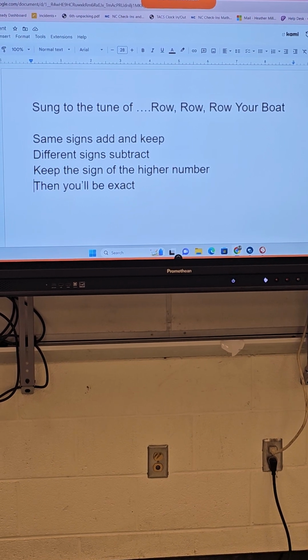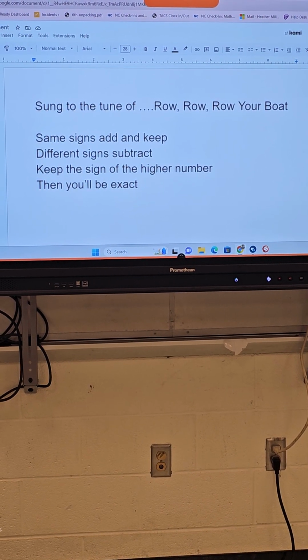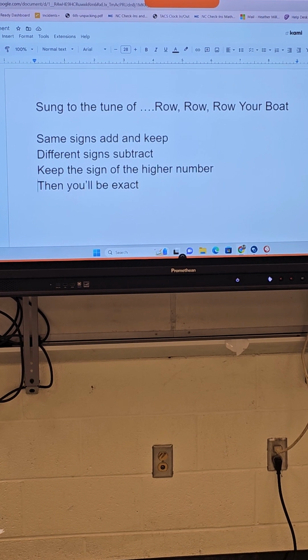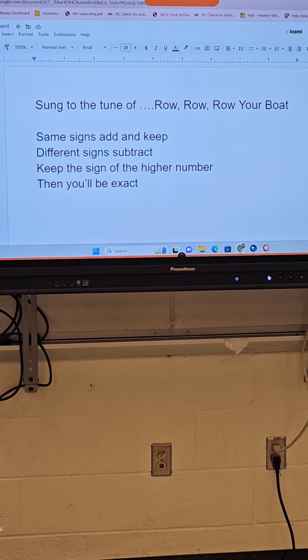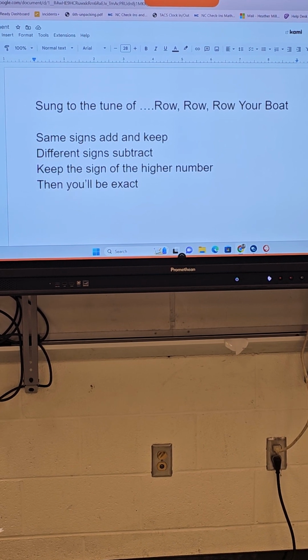So what the rules mean is, if the signs are the same, you'll add the two numbers and keep the sign. But if the signs are different, you'll subtract the two numbers, keep the sign of the higher number, or the number with the highest absolute value.